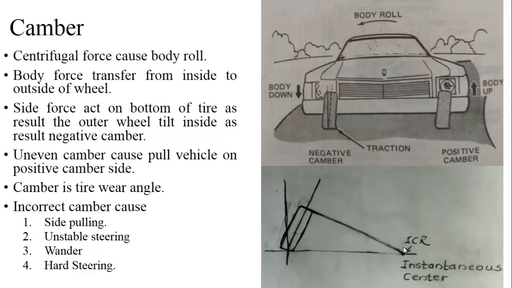And this is how camber behaves. But if the camber becomes incorrect, what happens? Side pulling will happen, then unstable steering occurs, wandering happens, and hard steering occurs. So this is the behavior of a camber, and how it affects the steering geometry as it becomes incorrect. So this is all about the camber. We'll stop here.